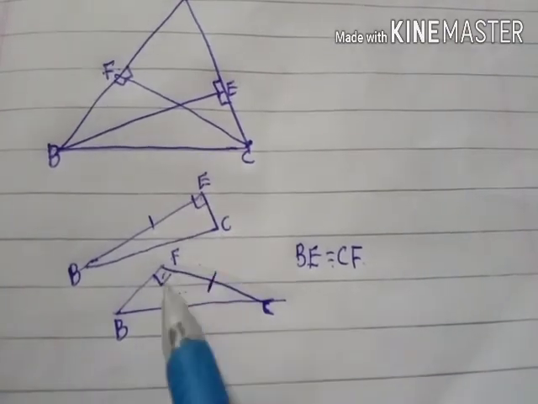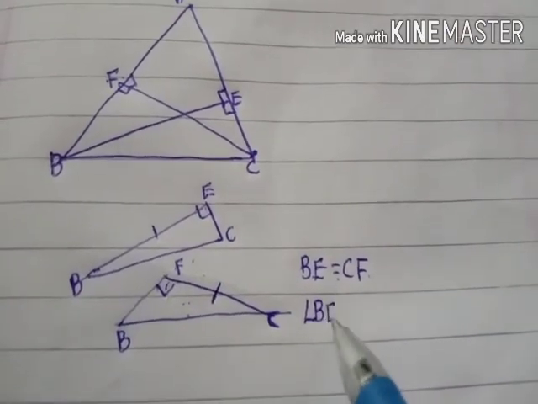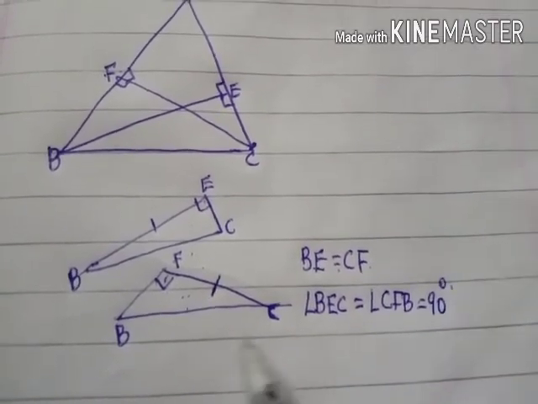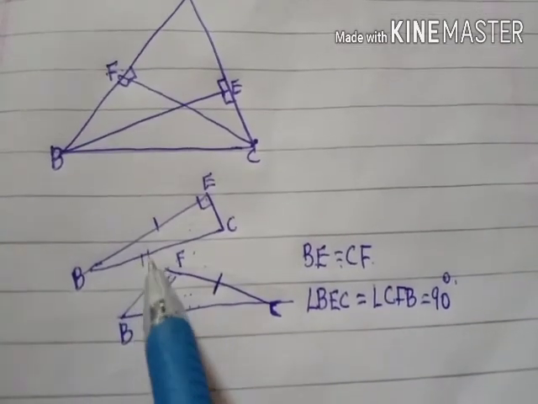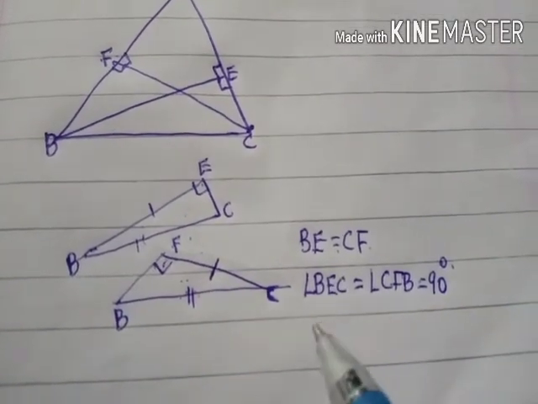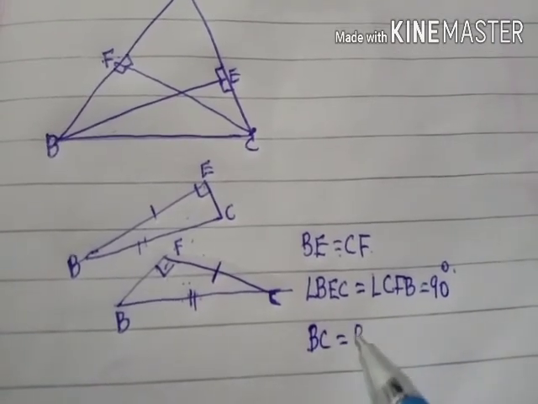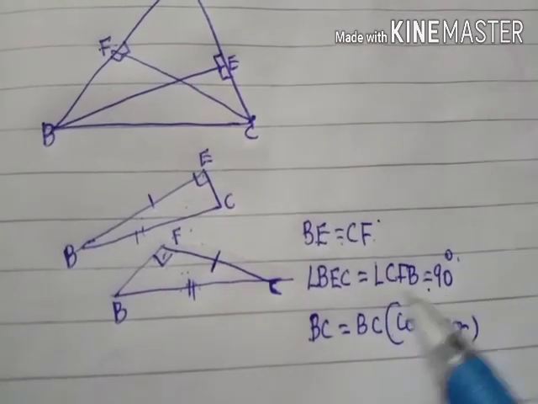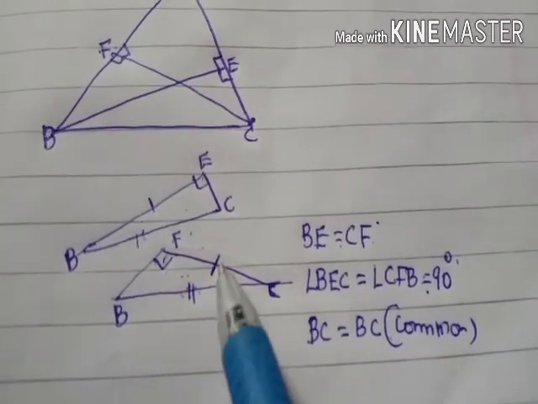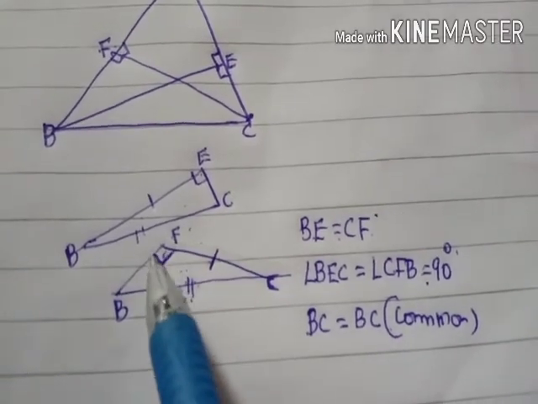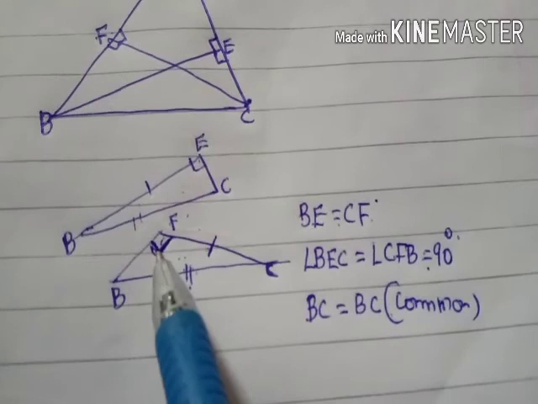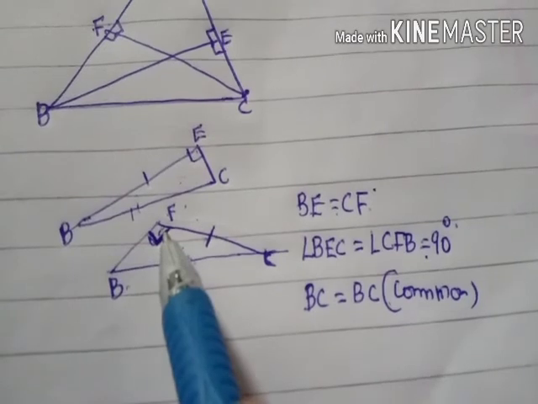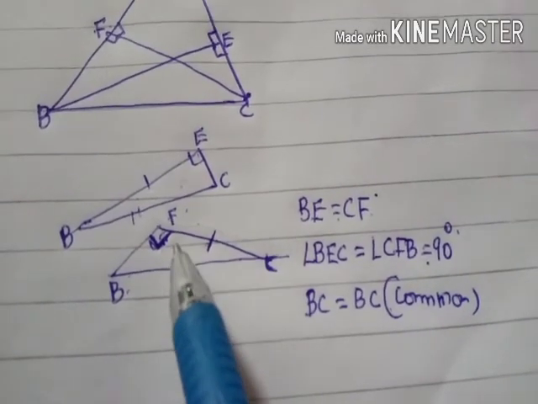These are equal. Now these two angles, angle BEC and angle CFB, both are equal to 90 degree. Okay. Now look here, BC side. BC side is common to both triangles. So BC equal to BC. So we have two sides and one angle. Look at the triangle. See here, two sides. So BC side is just opposite to 90. So opposite to 90 degree means it is hypotenuse. So in this right triangle, we consider hypotenuse and one side.